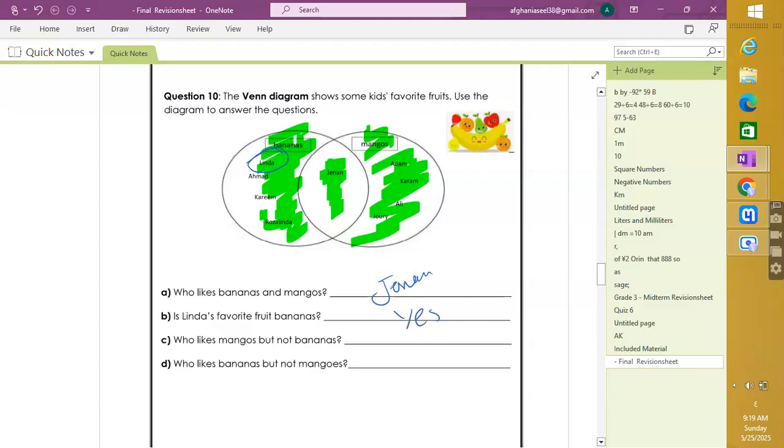Who likes mangoes but not bananas? Mangoes only. These names here will be the cats who like mangoes but not bananas. And D, who likes bananas but not mangoes? Here, you will go to the part that contains bananas, because this part contains the students or cats who like bananas but don't like mangoes. Did you see, Talal? So this question will be answered by using this part.